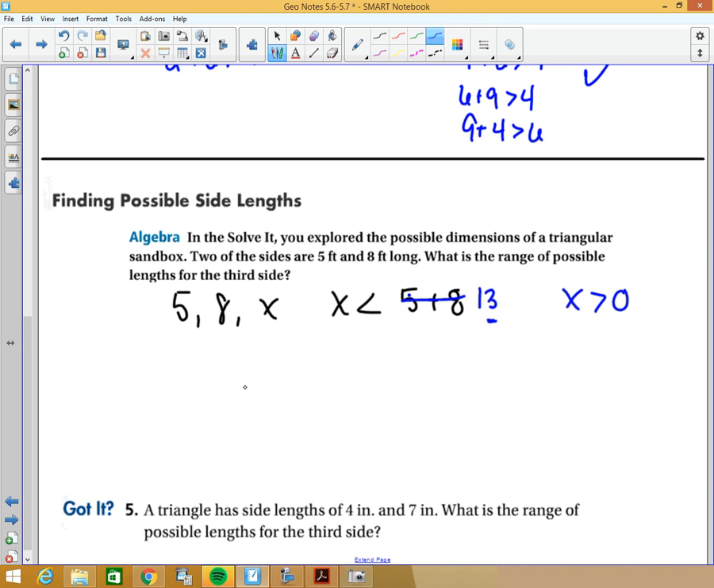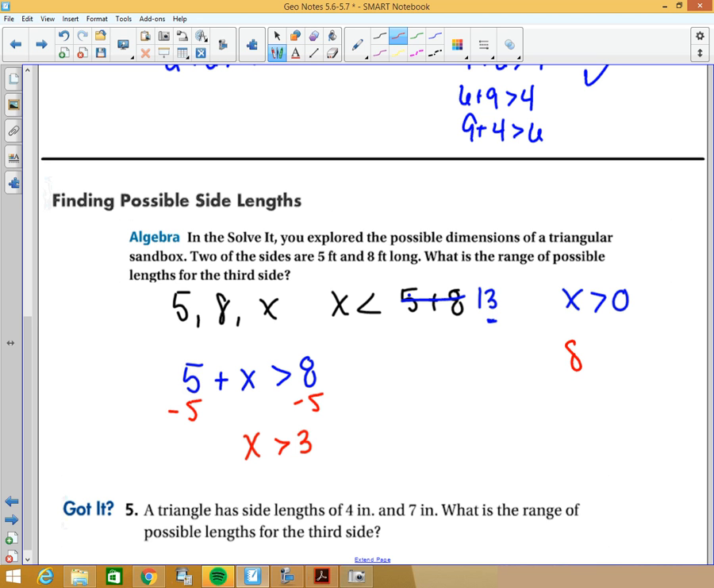But what is the possible low end? You're going to say 5 plus x has to be greater than 8. Then you subtract 5, just like you would with a regular equality, and x has to be greater than 3. You use the larger side and the smaller side here, because let me show you what happens if you do it the other way.